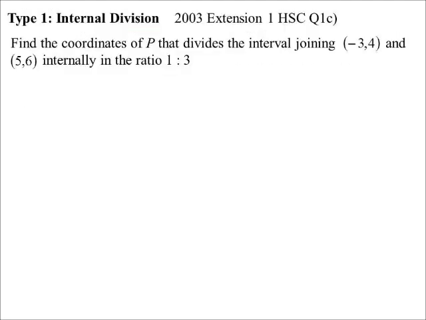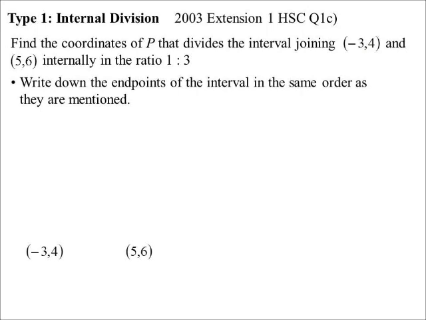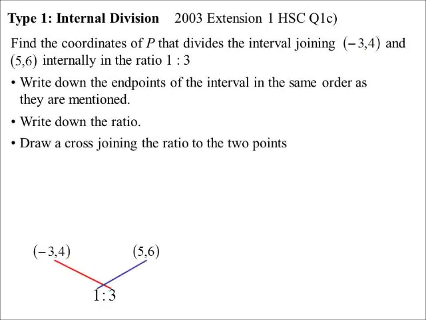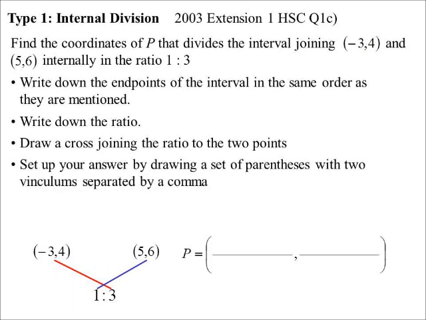Alright, let's do some HSC ones, typical sort of questions we could get. So they've given us 2 points, we want to divide it internally. So the way I do it is first step, I'll just write down the points that they've given me. So it was minus 3, 4, 5, 6. Write them in the order of the interval. Then I write down the ratio underneath. It's 1 to 3. Then I draw a cross. Then the next thing I do is draw a set of parentheses with 2 vinculums separated by a comma.